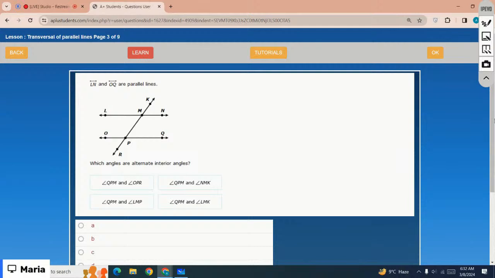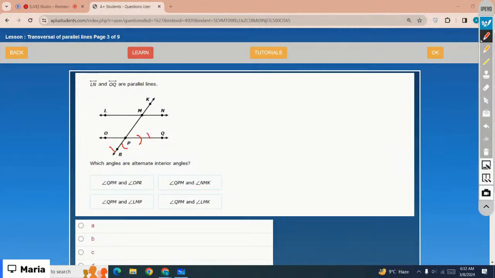Okay. LN and OQ are parallel lines. What are the alternate interior angles? Interior angle means the angles that are inside, and alternate means they are alternate to each other, right? Now let's see which angles. QPM and OPR. They are the vertical angles, not alternate interior, right?